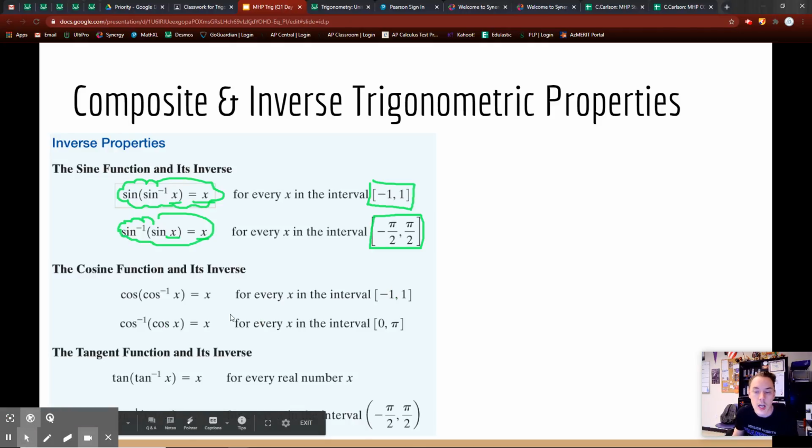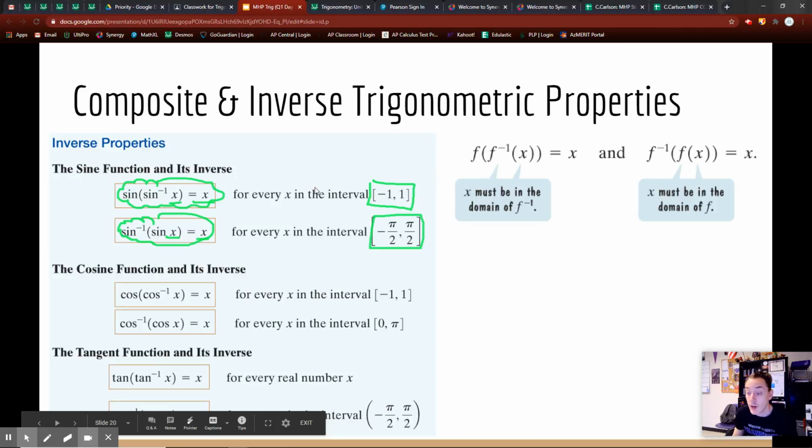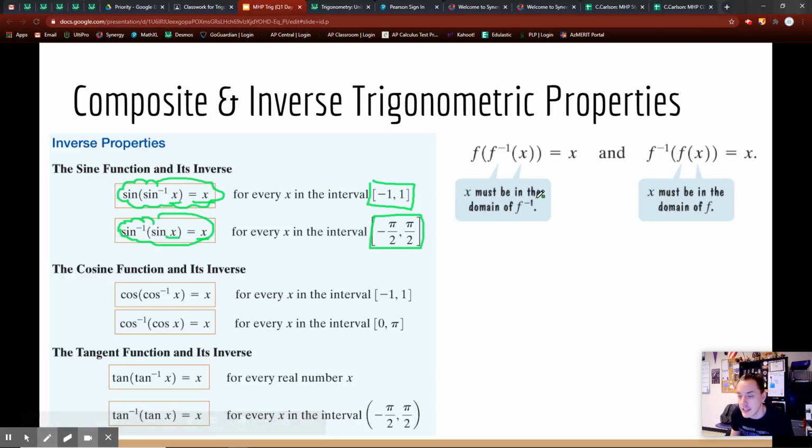Let's get into what a composite function looks like. This is review from Algebra 2. So this is what a composite function looks like. And this is really what it is. If you plug in an inverse of an actual function, you just get x out. I mean, we do that all the time.